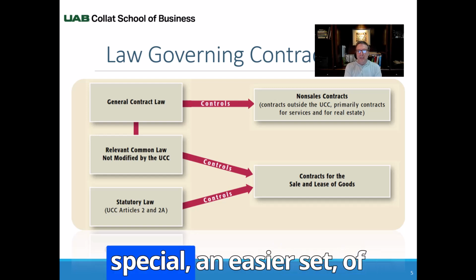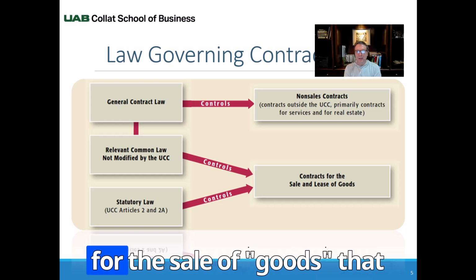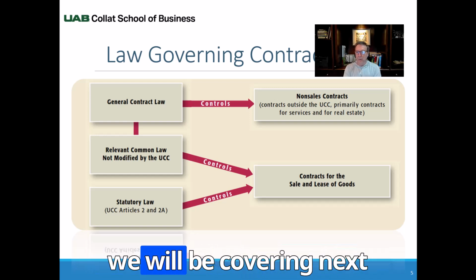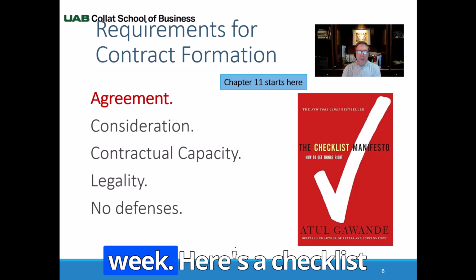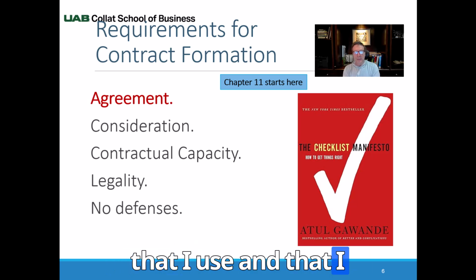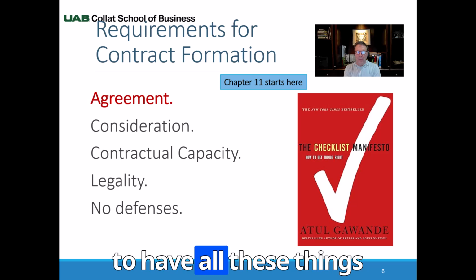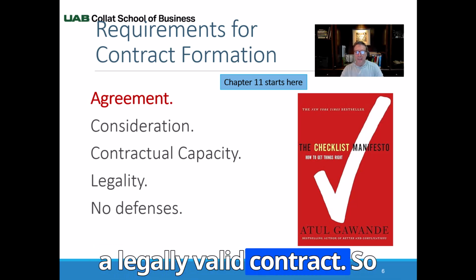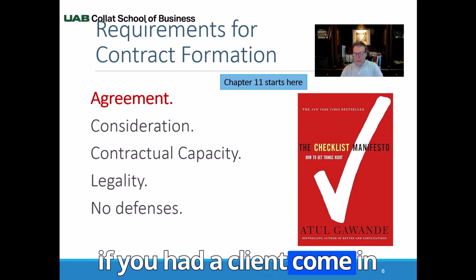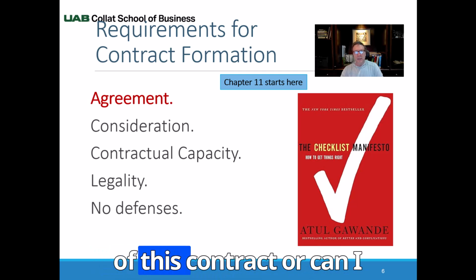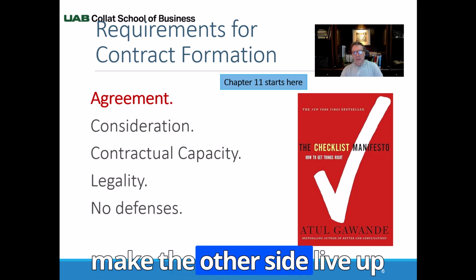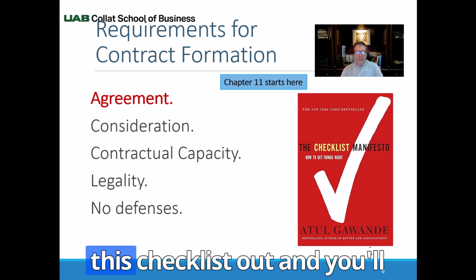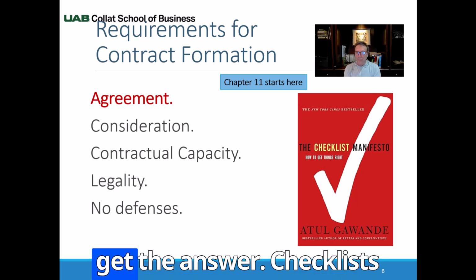There's a special, easier set of contract laws that apply for the sale of goods that we will be covering next week. Here's a checklist that I use. I suggest you use it. You have to have all these things checked off for there to be a legally valid contract. So if you had a client come in and say, hey, can I get out of this contract? Or can I make the other side live up to this contract? Pull this checklist out and you'll get the answer.